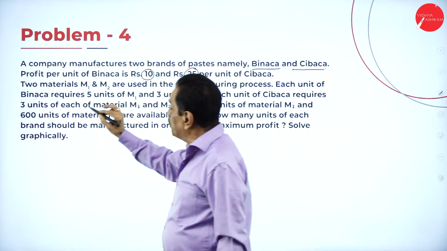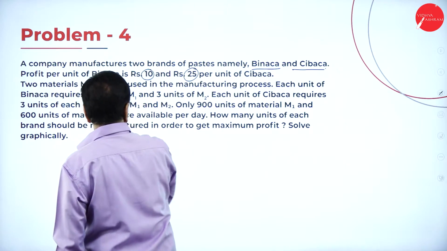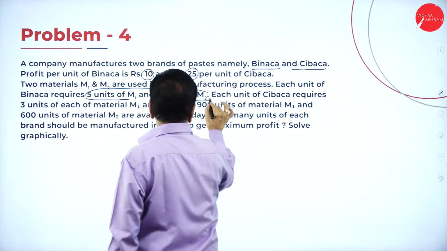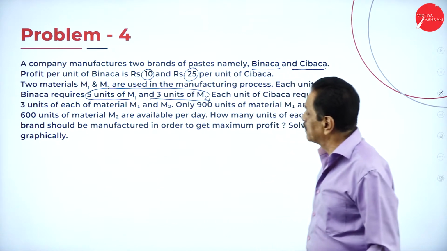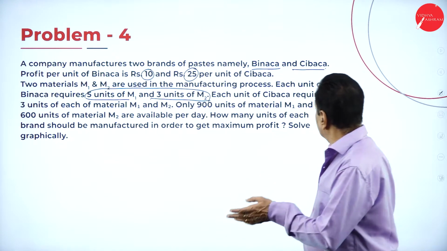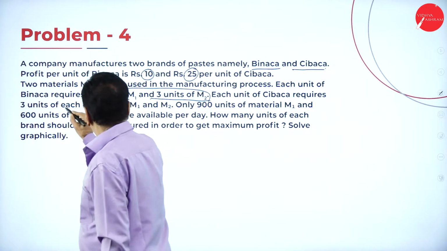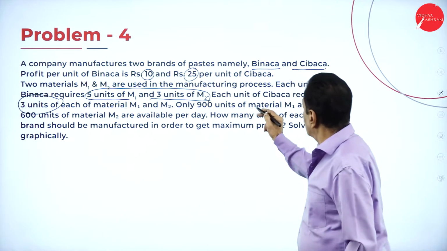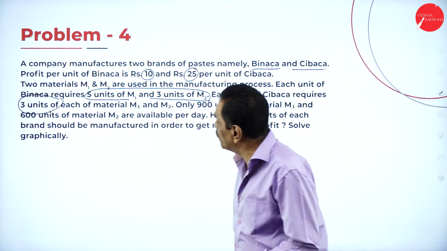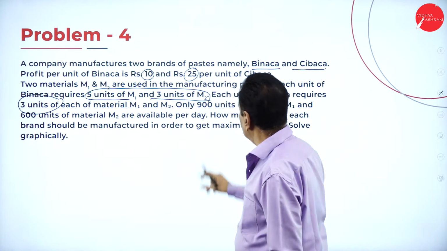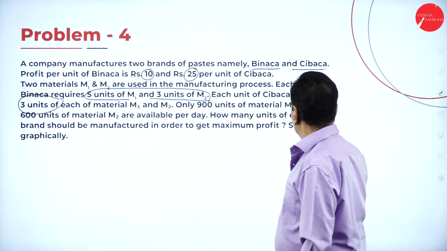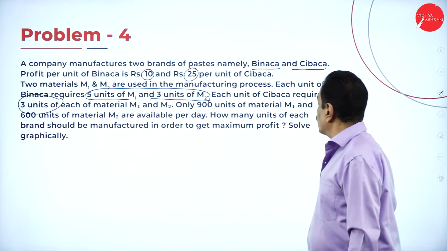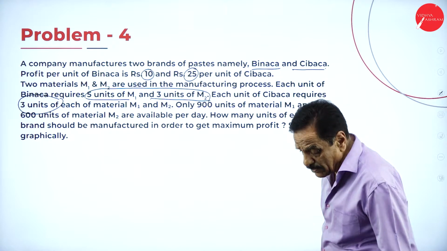Each unit of Binaca requires 5 units of M1 and 3 units of M2. This is important. Each unit of Sibaka requires 3 units of material M1 and 3 units of M2. Only 900 units of material M1 and 600 units of material M2 are available per day. How many of each should be manufactured?